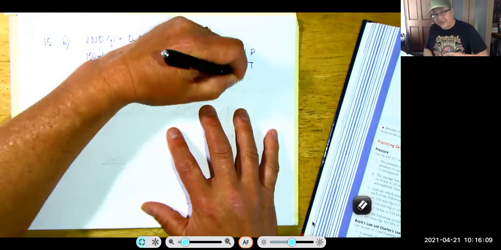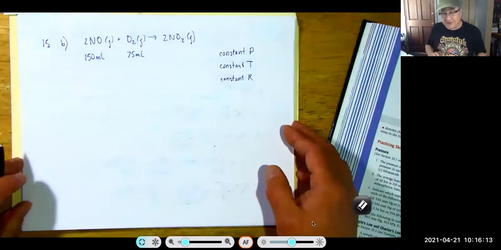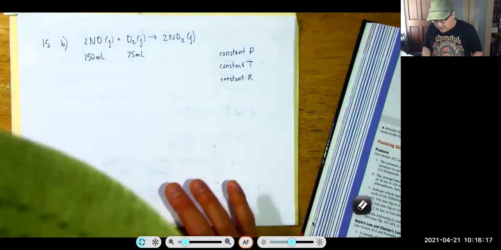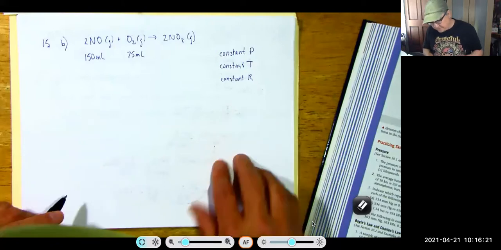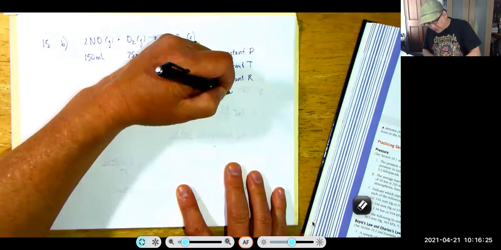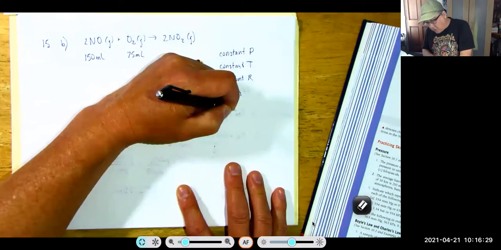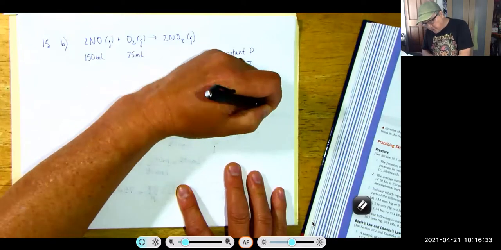That's kind of redundant because R is actually the gas constant, so you're saying constant gas constant. But the only things that are changing are volume and moles, right? So with these being constant, that means that volume is proportional to moles. So the coefficients are mole ratios, but they're also volume ratios.